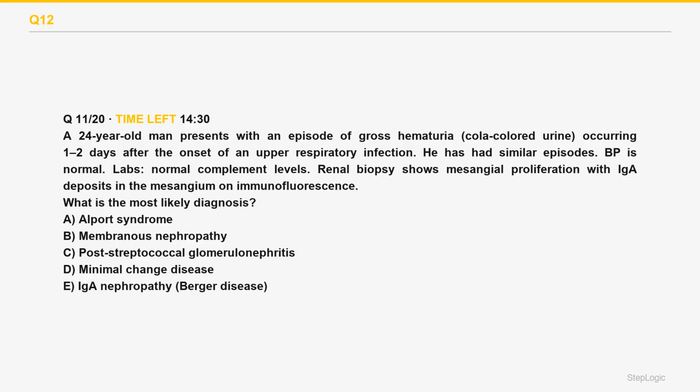Read the command: most likely diagnosis. Gross hematuria 1-2 days after URI, normal complement, mesangial IgA deposits: IgA nephropathy.